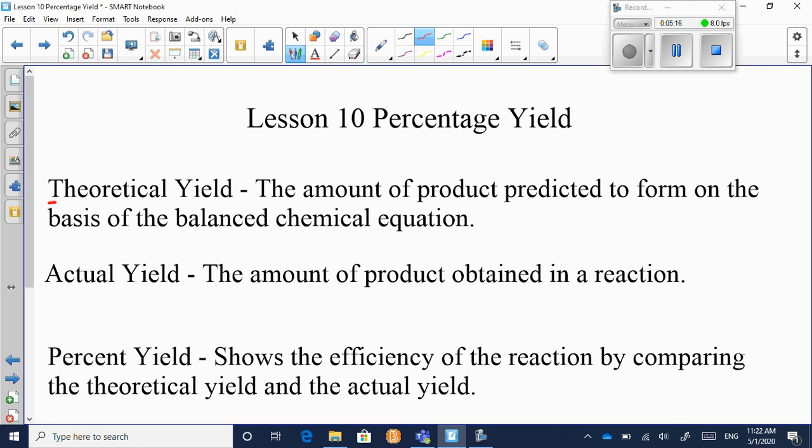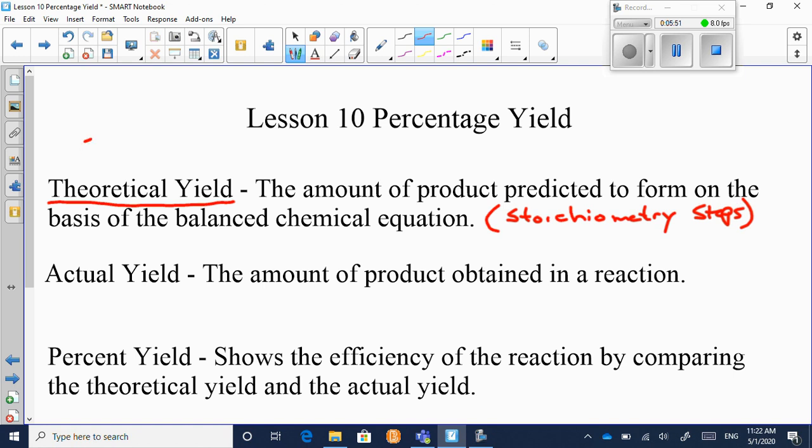The first term I'm going to define is called theoretical yield. And theoretical yield is the amount of product predicted to form on the basis of the balanced chemical reaction or equation. So this is really what we've been doing up until now. We use our stoichiometry steps, and we predict how much will be made. But just bear in mind that that's theoretically how much will be made.